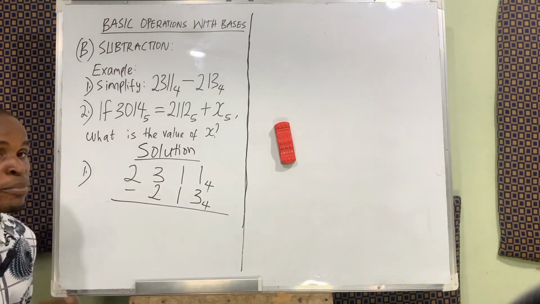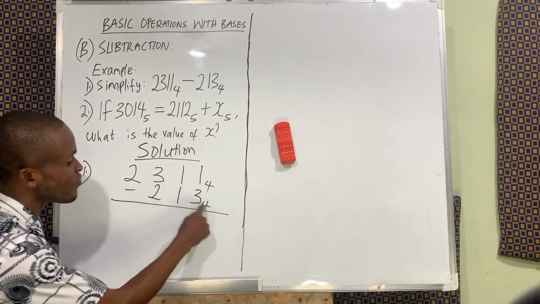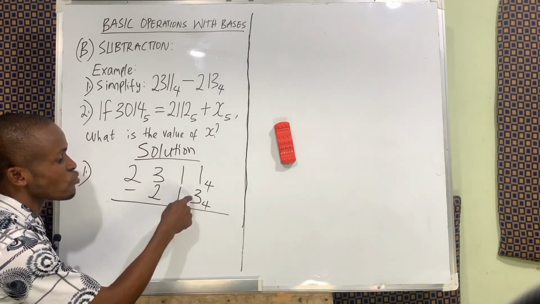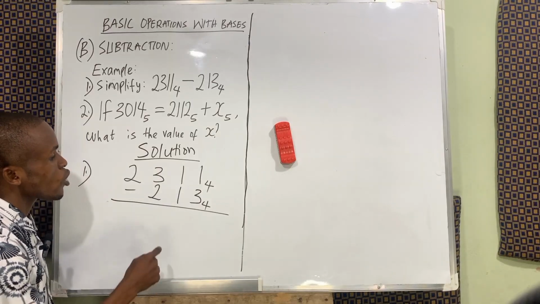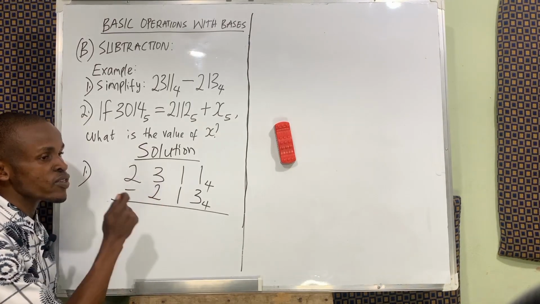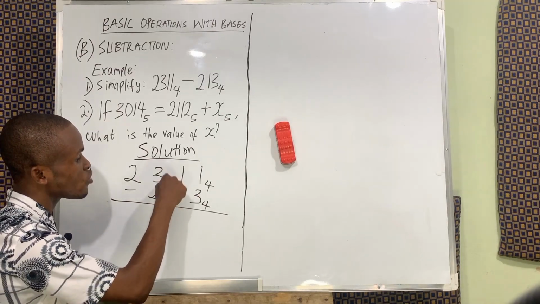Please note this, we are in base 4. So since we are in base 4, whatever we are doing will go within this 4. So we have 1 minus 3. 1 cannot subtract 3, okay? So what do we do? Come to the next number and take 1. That one you're taking is like taking 4. If you take 1 from here, what is left is 0.